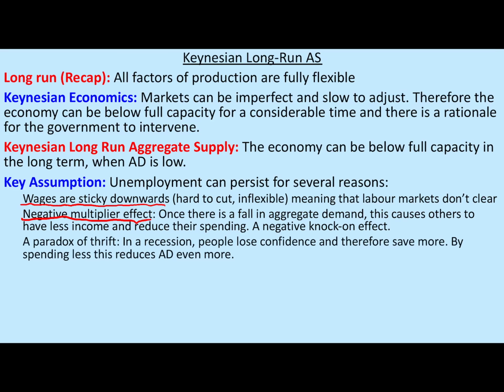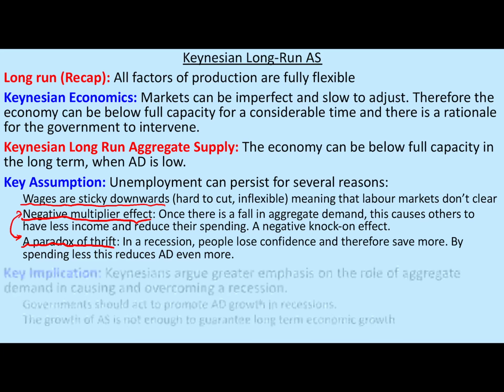We also have what we call a paradox of thrift. This is the idea that when people's income goes down, people lose confidence, they save more, and that again leads them to reduce their consumption even more, further cutting aggregate demand. So it's a similar idea to the negative multiplier effect, but both of these mean that once unemployment goes up, it's very hard for it to come back down again.